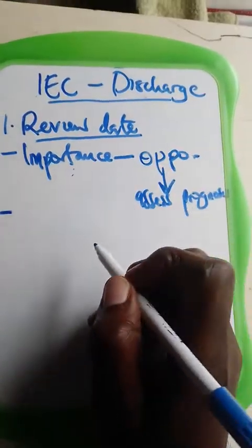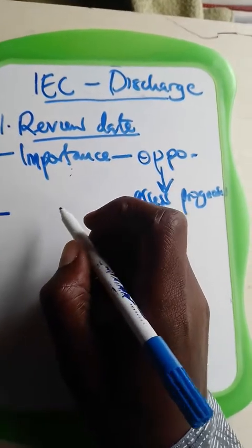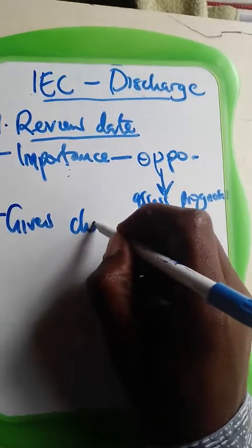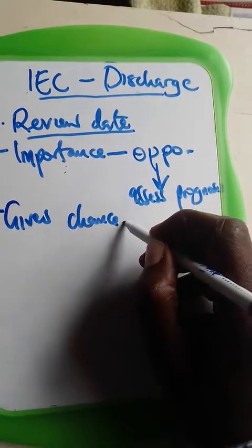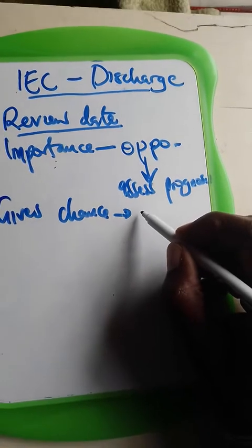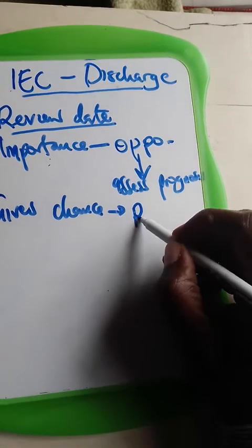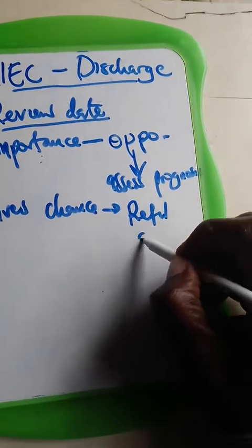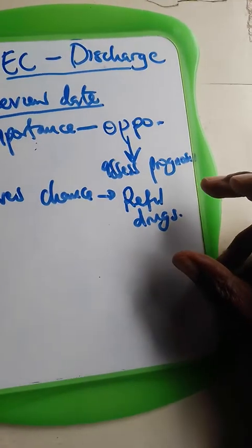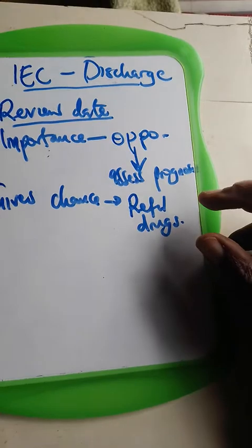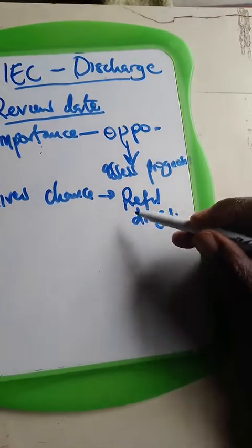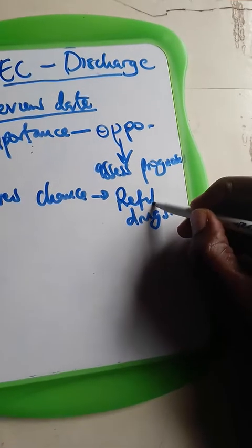Then the second point under review date would be that it gives them chance. Review date gives chance to the patient to have a refill of drugs. So we're going to say refill of drugs, meaning in case the drugs are not really going up to a month or a week, the doctor would decide to say, okay, let them have some more drugs. So they'll have a refill of drugs.